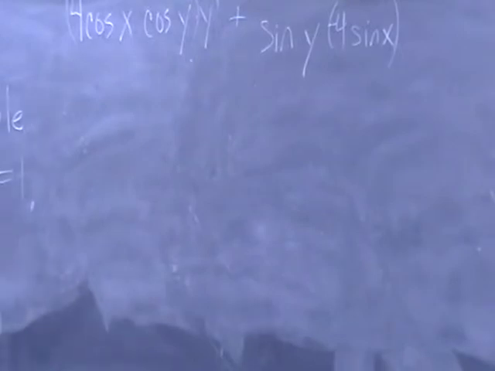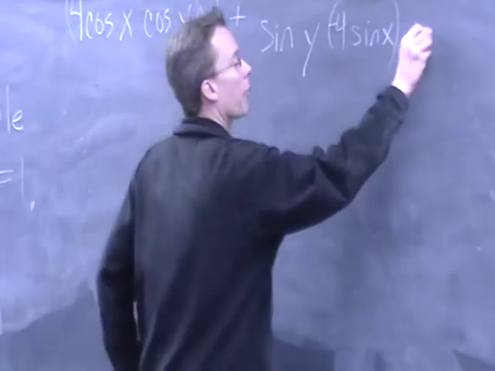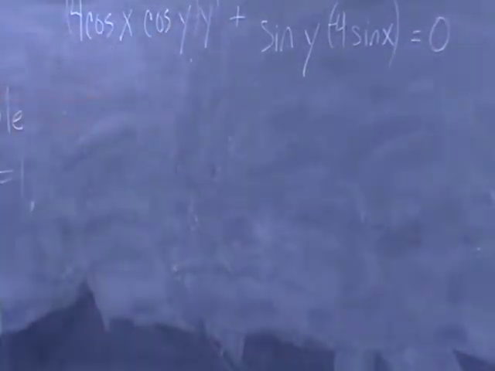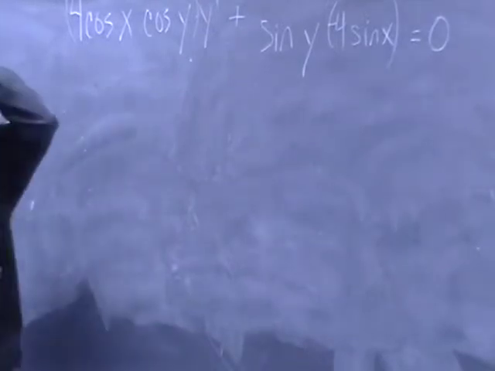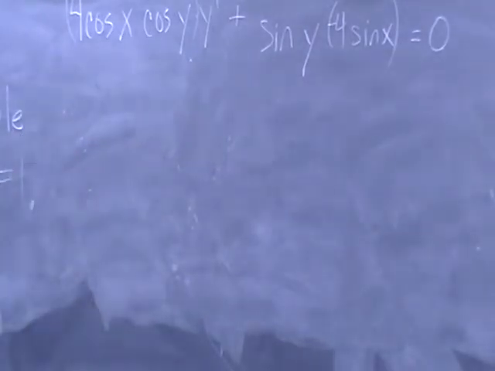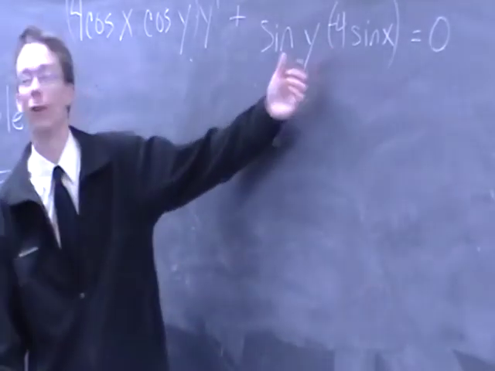We also need to differentiate the right-hand side. We get an equal 0. It's going to make things a lot easier in the long run. So 4 cosine x, cosine y, y prime, plus, I guess we could call this negative 4 sine x, sine y.